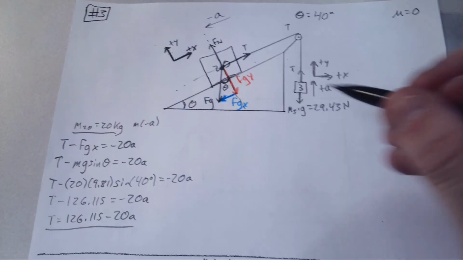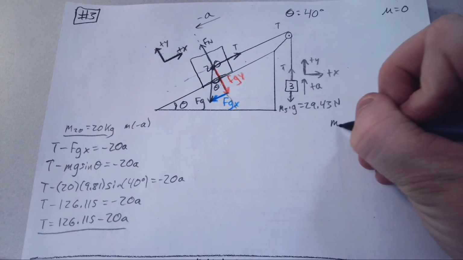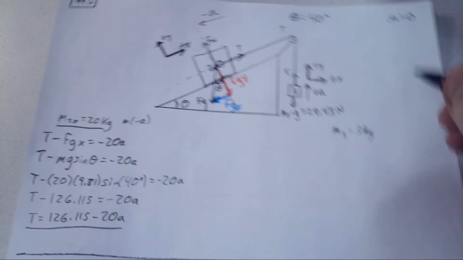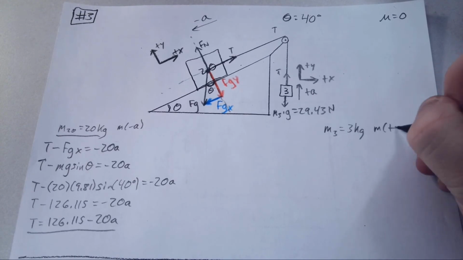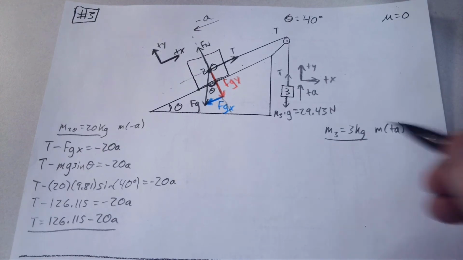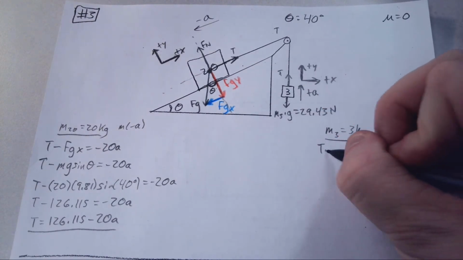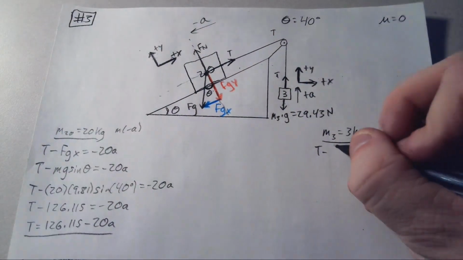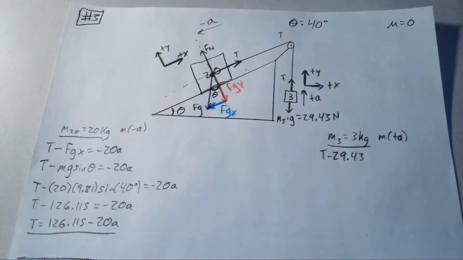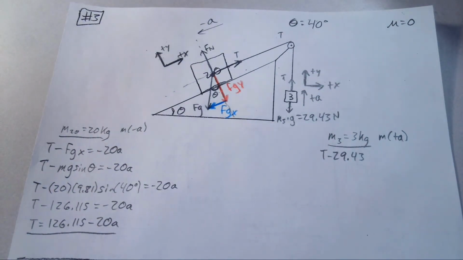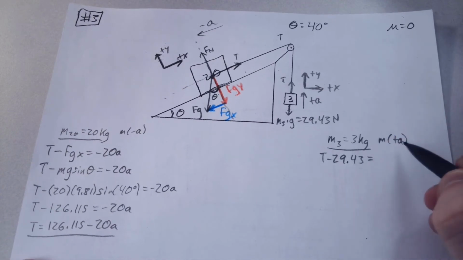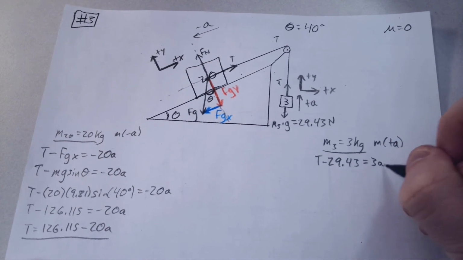Okay, let's look at the mass 3 over here. It is 3 kilograms, and this is going up, so it is m times positive a. This one should be pretty straightforward. T is up, minus 29.43. Oh, there's the light again. Let me get up, and there we go, back on. T minus 29.43 equals m times positive a, or 3a.